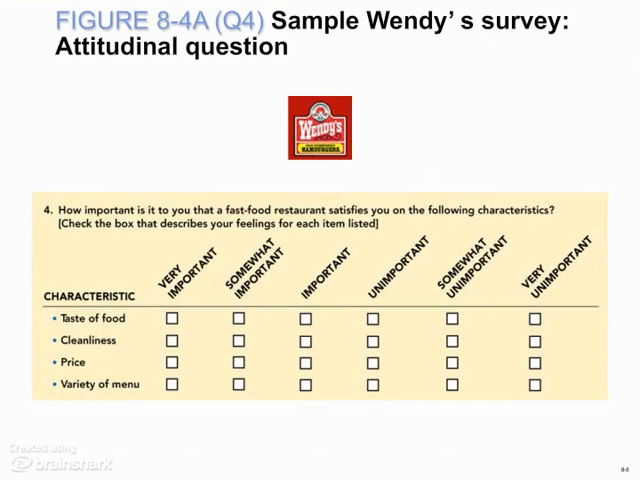The next series of questions that you're going to see are all considered scale questions. Scale questions are questions that are fixed alternative, but they have 3 or more choices. So if you look at figure 8.4a question 4 from the sample Wendy survey, this is considered an attitudinal question. So they give you 4 characteristics: the taste of food, cleanliness, price, and the variety of the menu. And they're asking the respondent to rate how important each of those characteristics are on a scale from very important to very unimportant. What they're doing in this question is they're asking about the attitudes of the respondent. Which of these characteristics is very important to you and which is very unimportant, and they're using a scale to do so.